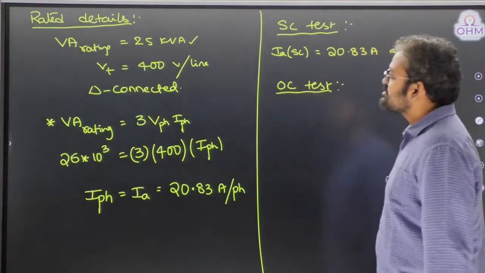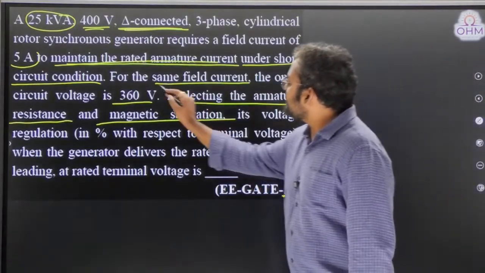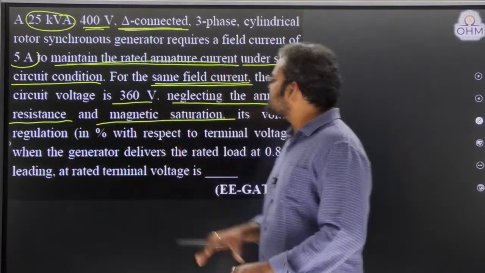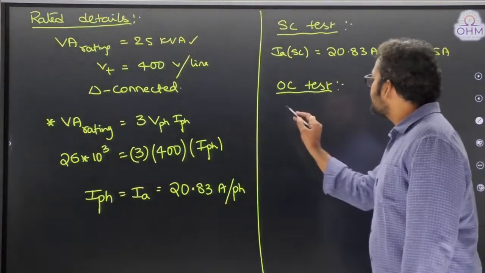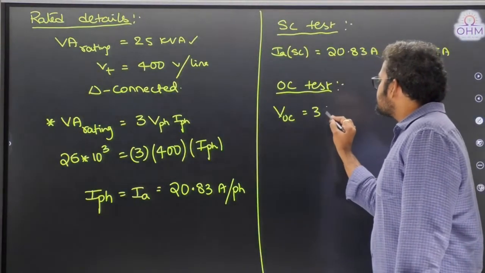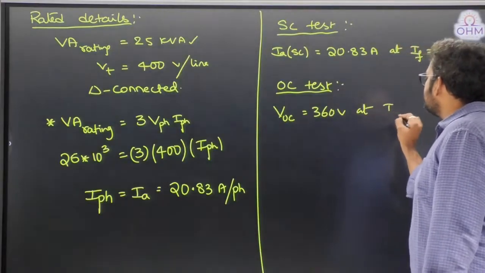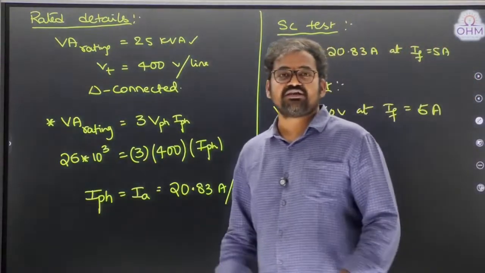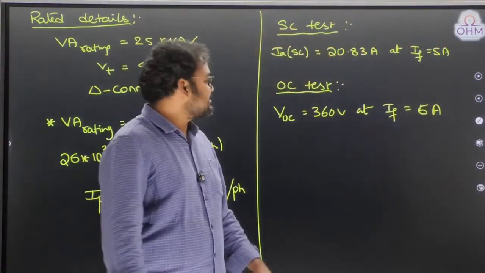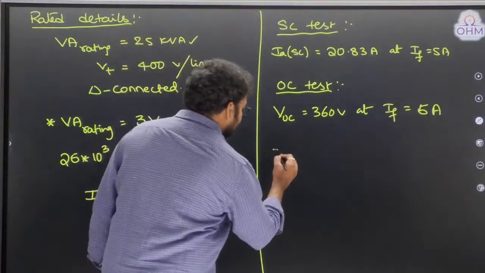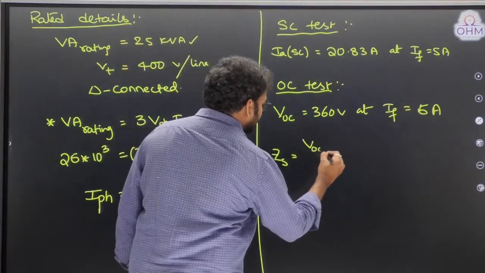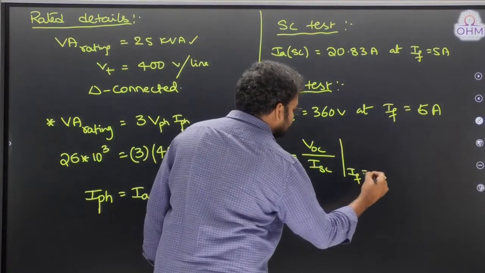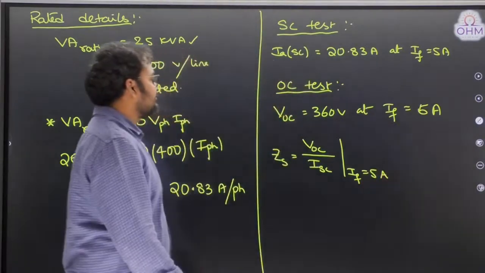Okay, right. Next, open circuit test details are also given. What are the details about OC test? It was clearly mentioned for the same field current. The open circuit voltage is 360 volt at same field current. That means field current is 5 ampere. Therefore, using this OC test and SC test data, can I calculate synchronous impedance? What is the formula? We know synchronous impedance is equal to open circuit voltage divided by short circuit current. Both must be measured at same field current, that is 5 ampere.